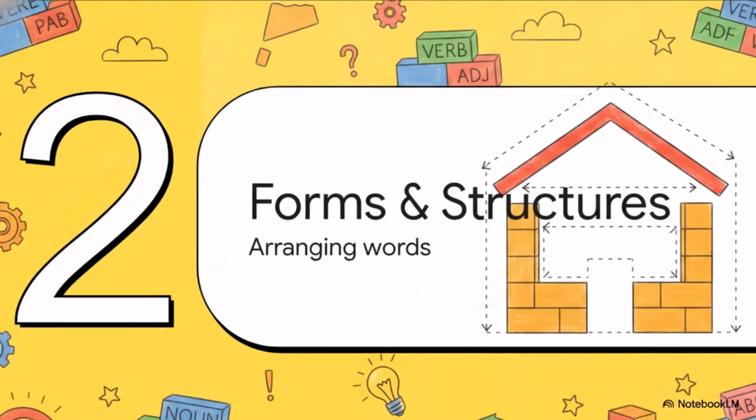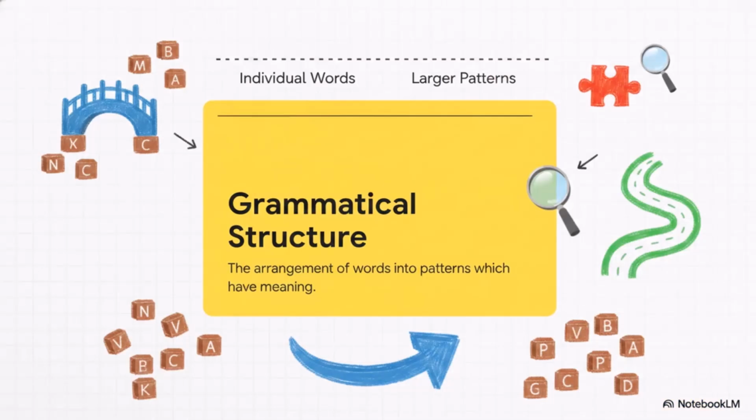Moving right along to Section 2, grammatical forms and structures. If the parts of speech are our individual bricks, then grammatical structure is how we arrange those words into patterns that actually mean something. We're zooming out here. We are shifting our focus from single words to looking at whole sentences, phrases, and clauses.